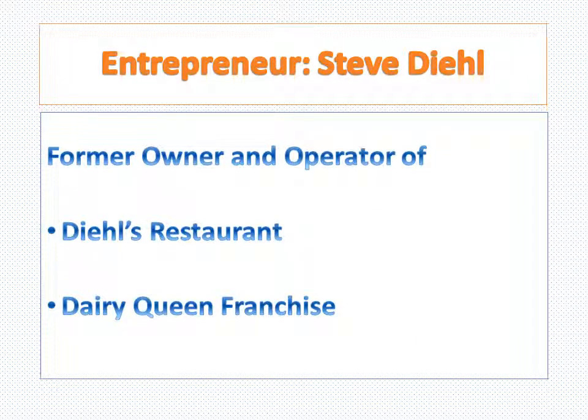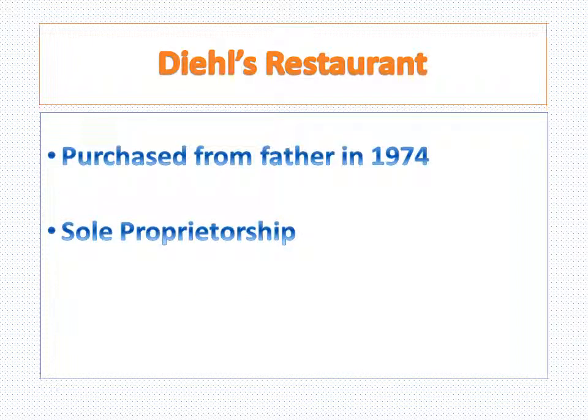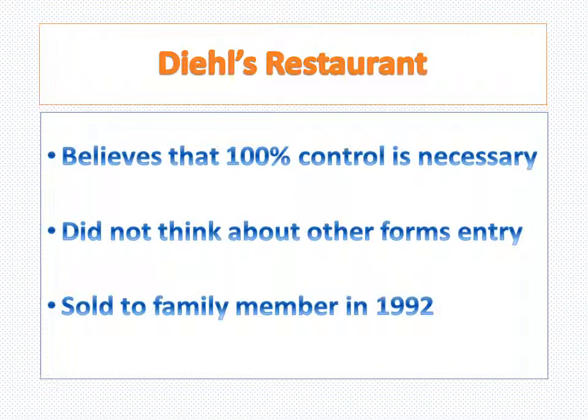I interviewed a man named Steve Dill. He's an entrepreneur and really does fit the definition of what an entrepreneur is. He's the former owner and operator of Dill's Restaurant and a Dairy Queen franchise. Mr. Dill purchased Dill's Restaurant from his father in 1974. In doing so, he decided to operate the business as a sole proprietor. Mr. Dill believes that 100% control of your business is necessary, and to be honest, he said he did not really think about other forms of entry.